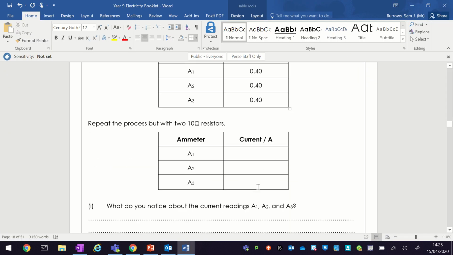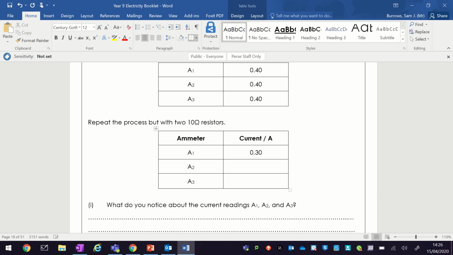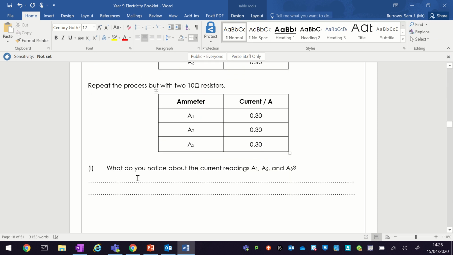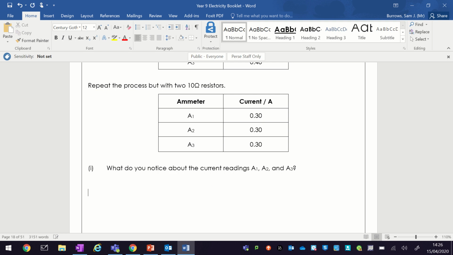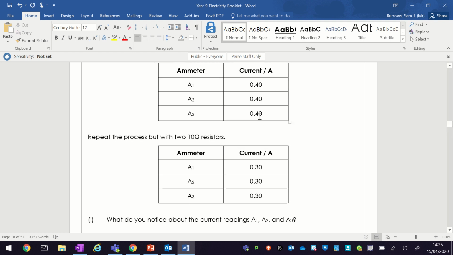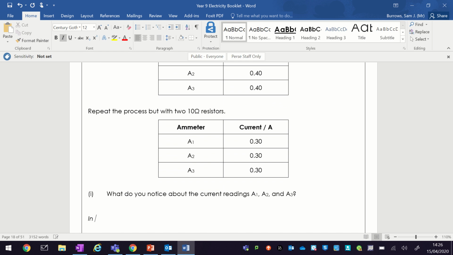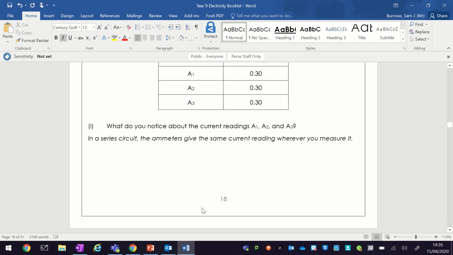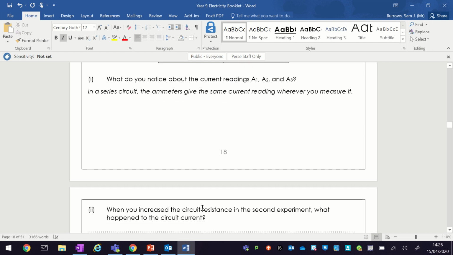but now they're 0.30, 0.30, and 0.30. So in terms of addressing the question, what do we notice about them? You should notice that in a series circuit, which is what this is, okay, so that's the key idea. In a series circuit, your ammeters give the same current reading wherever you measure it.